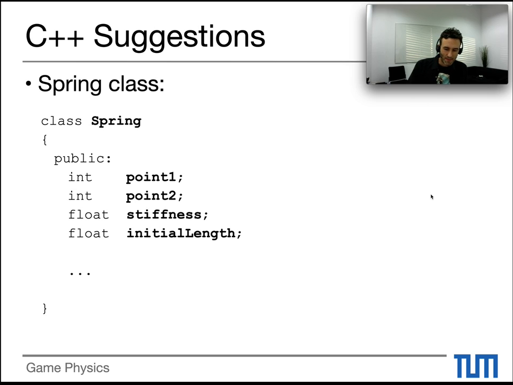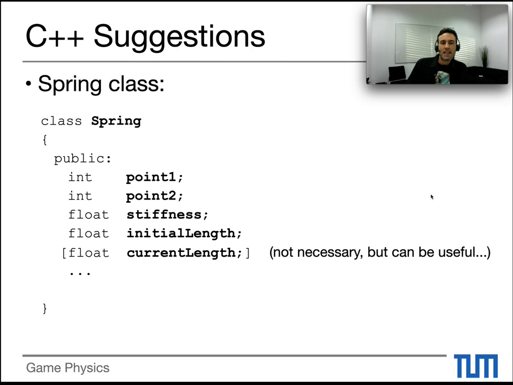What about the current length? It's actually also on the slide here. We can store that, but that's actually not necessary if you think about it, because the current length is given by the points, by the endpoints. So if we have these links to the points, we can always compute the current length from their positions. But in practice, it actually might not be a bad idea to just store it. Typically, you need it more than once. So it can be useful to have the current length of the spring for a given state of your system in such a class or struct.